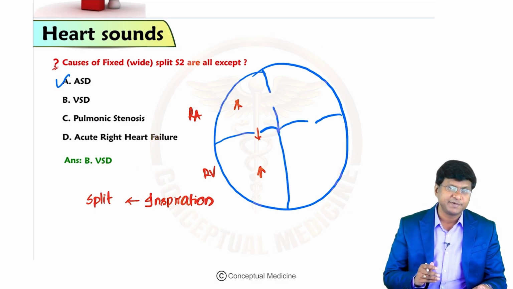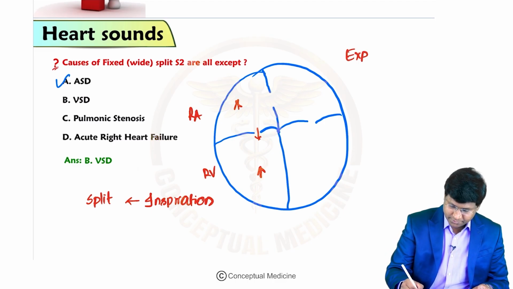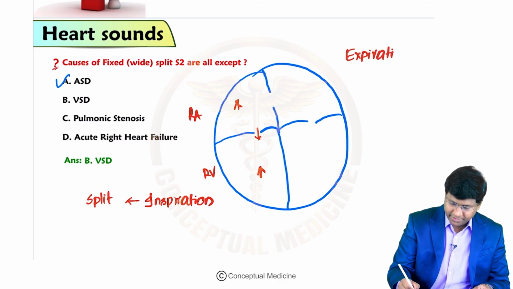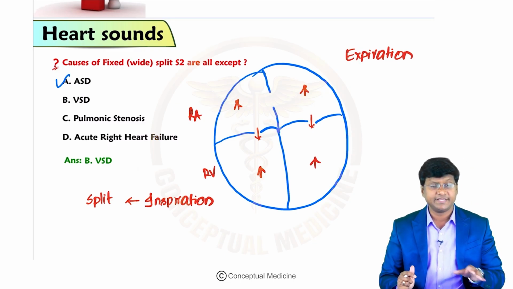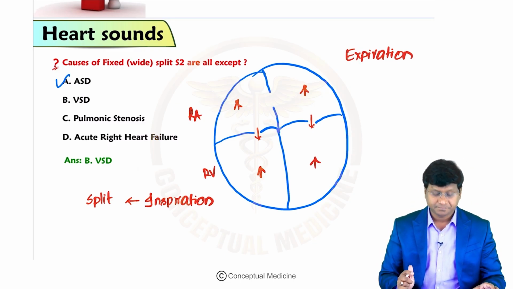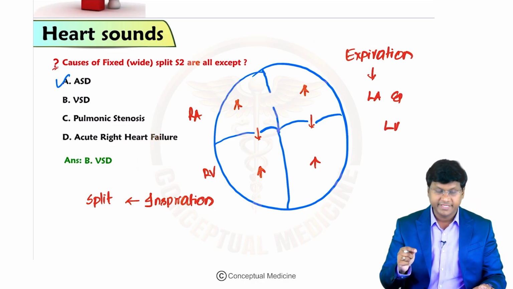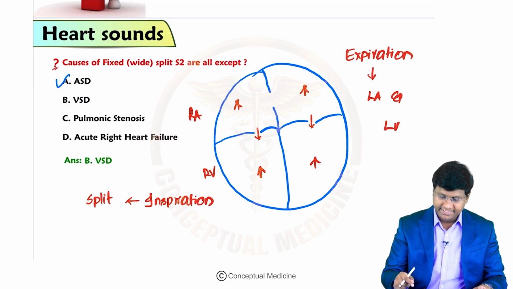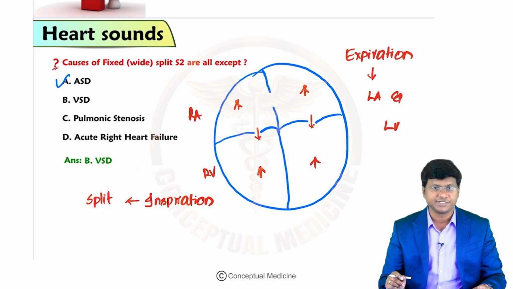And during expiration, what did I tell you? During expiration there will be increased blood across the left atrium and as well as the left ventricle. There will be increased blood across the left atrium and the left ventricle during expiration.